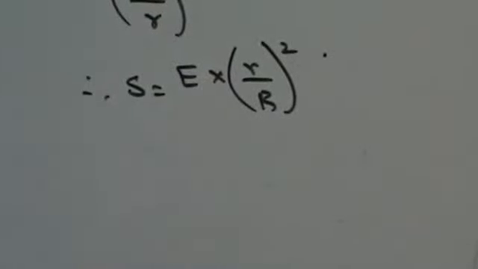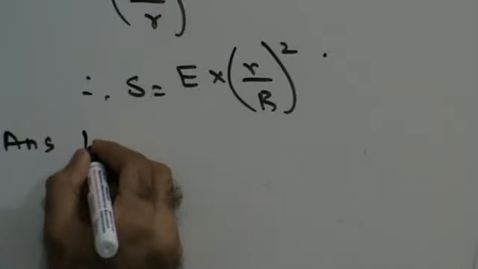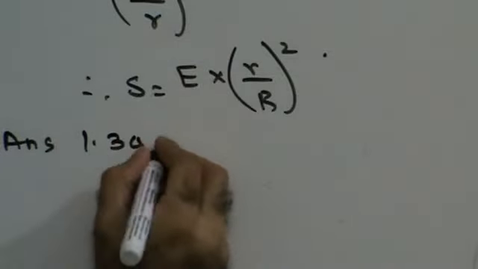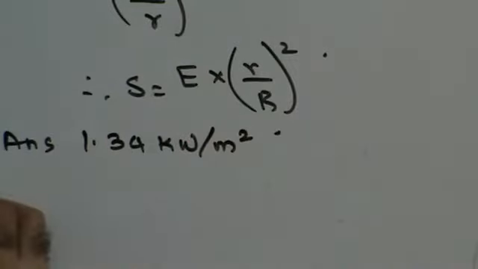Right? The answer for this sum should come out to 1.34 kilowatts per meter square. Next, take on the last sum, please.